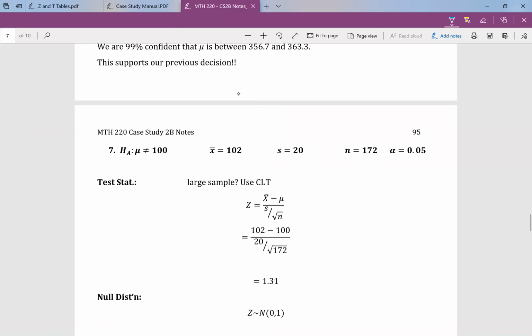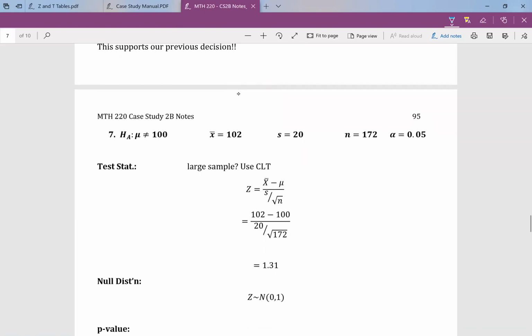This null distribution is standard normal, okay? Z follows a standard normal distribution. Okay, next step is p-value. All right, so one thing I noticed is, hey, we're dealing with a two-tailed test again. So I'm gonna draw my distribution. I'm down here at positive 1.31. So I want to shade to the nearest tail. Since 1.31 is positive, we're going to shade to the right. And then we're going to mirror it down here for negative 1.31.